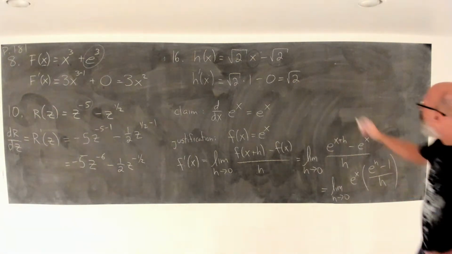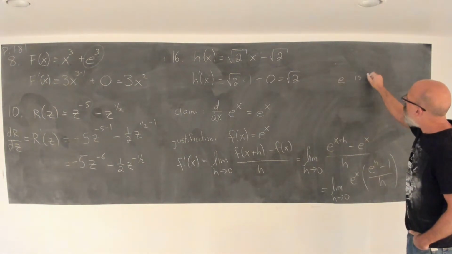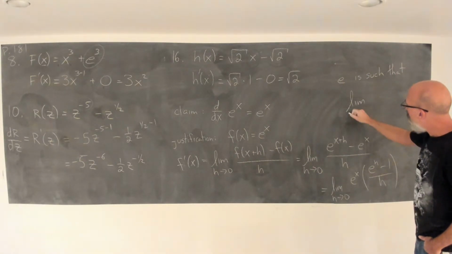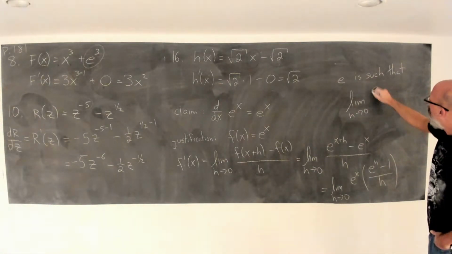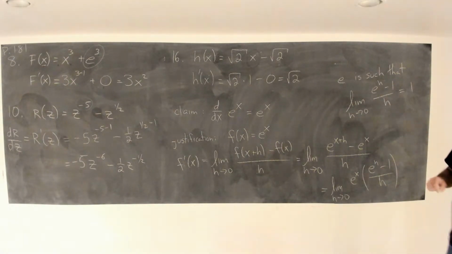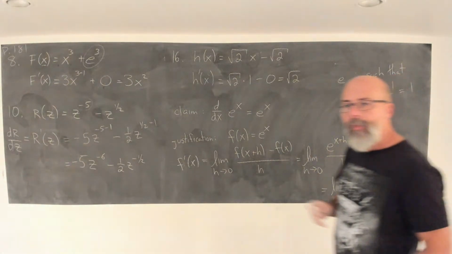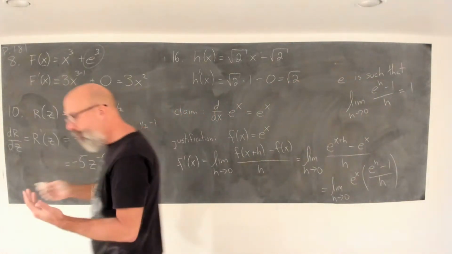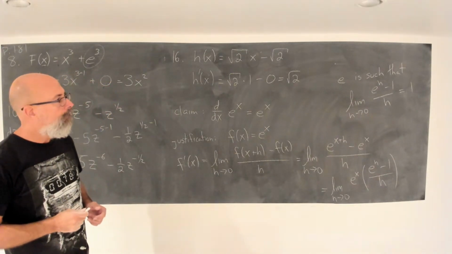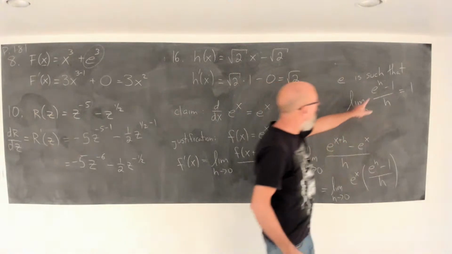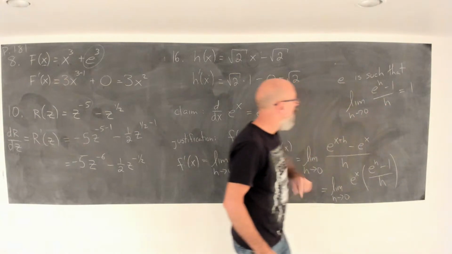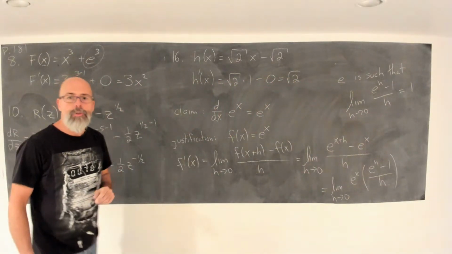And in fact, e is such that this limit is equal to 1. This can actually be used as the definition of e. e is this number such that e to the h minus 1 over h, the limit goes to 1 as h goes to 0.